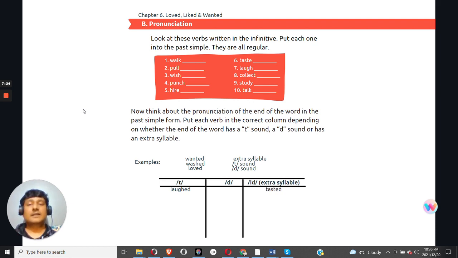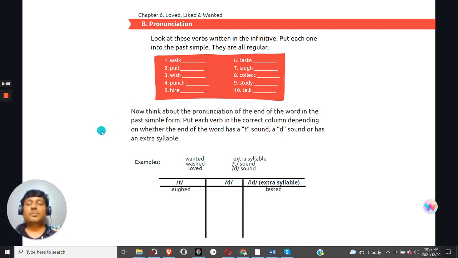Welcome back to our course. Let's look at the first one. Walk becomes walked. Number 2, pull. Pull becomes pulled. Number 3, wish becomes wished in the past simple form. Moving on to 4, punch becomes punched. Number 5, hire becomes hired. Number 6, taste becomes tasted. Number 7, laugh becomes laughed. Number 8, collect becomes collected. Number 9, study becomes studied. And number 10, talk becomes talked.